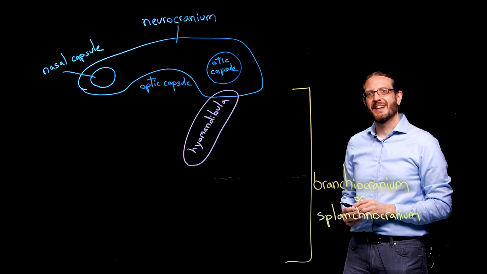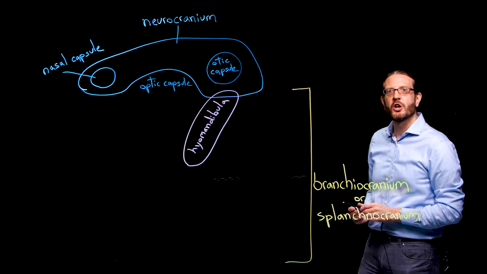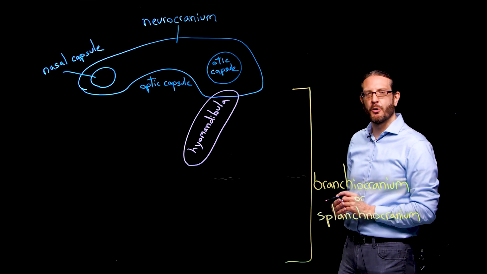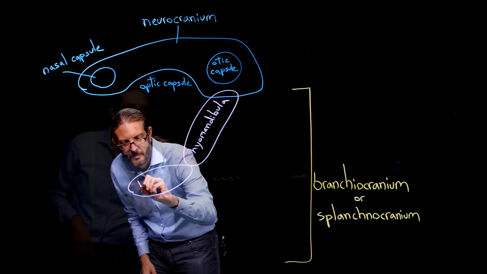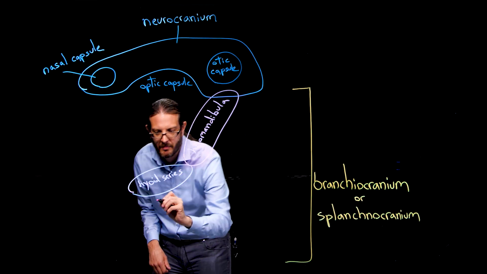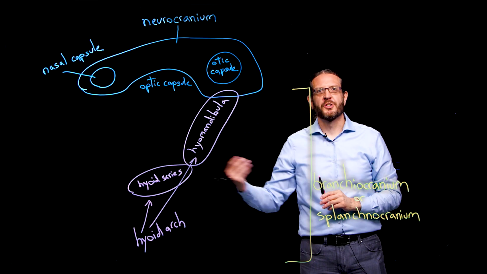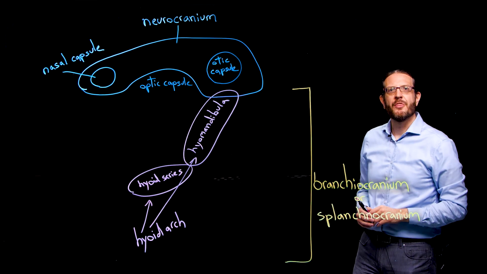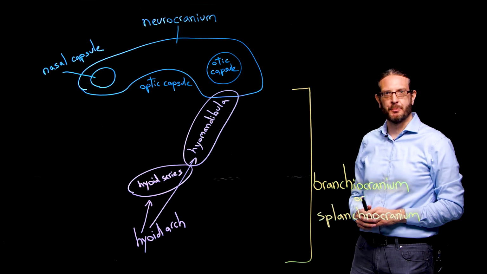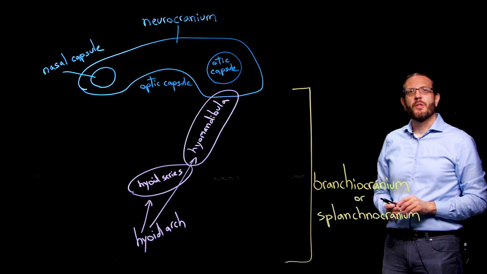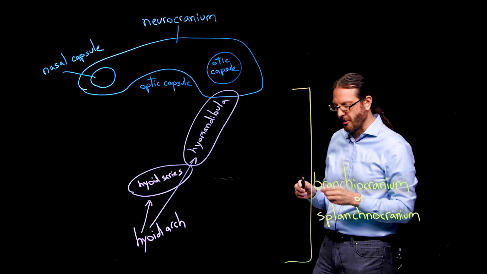For right now, just recognize that the hyomandibula forms the dorsal part of a long arch of bone called the hyoid arch, the lower portion of which I'm adding here. So the lower portion is called the hyoid series, and this helps the fish to expand and contract the skull during suction feeding and respiration. Now, the hyoid arch sits posterior to another arch of bone called the palatine arch, which I'll draw here in green.